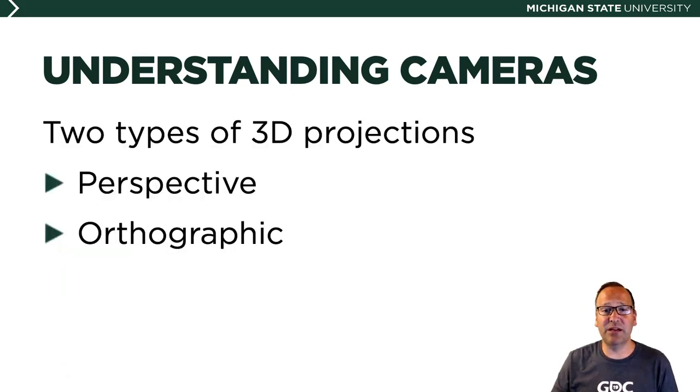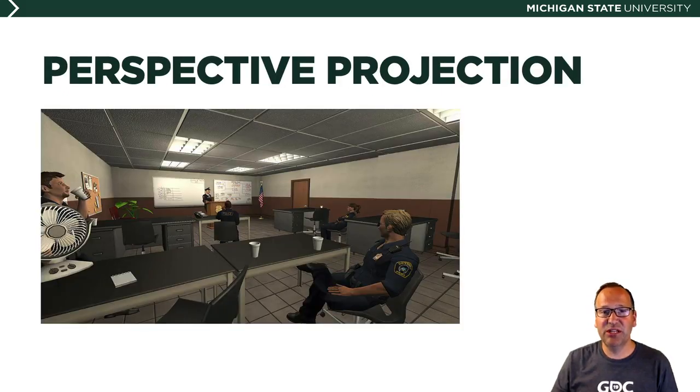There are two types of 3D projections you can create within your games: perspective and orthographic. The perspective projection is most like a real camera, or how we see the world. This is used commonly in first-person or third-person games.